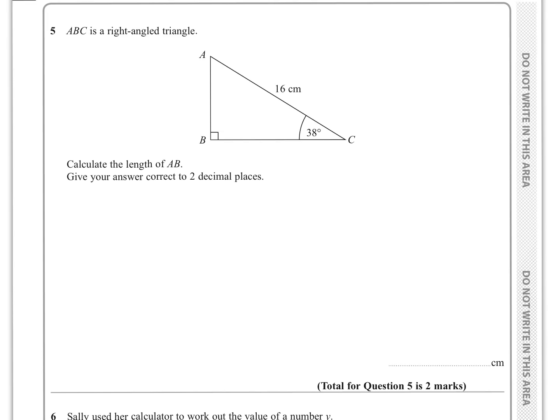Question 5. ABC is a right-angled triangle. We're given the angle BCA is 38 degrees and we're given the hypotenuse is 16 centimetres. Without going into too much detail about how trigonometry comes about, I'm going to just write down SOHCAHTOA, which a lot of you would prefer me to use, rather than going from first principles.